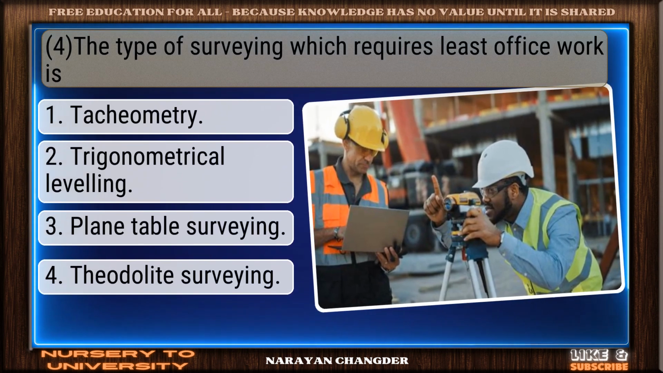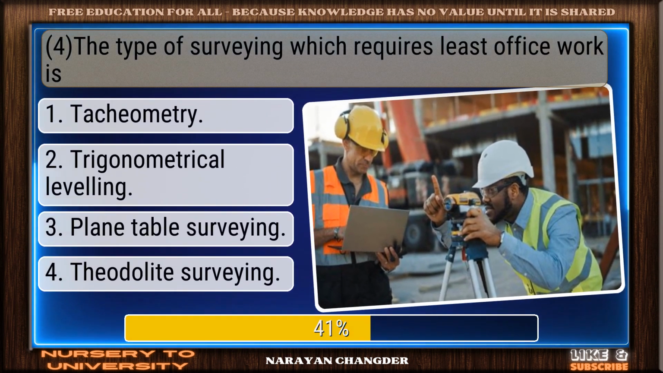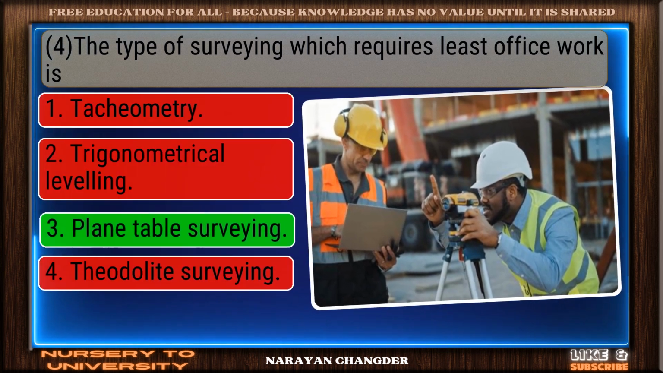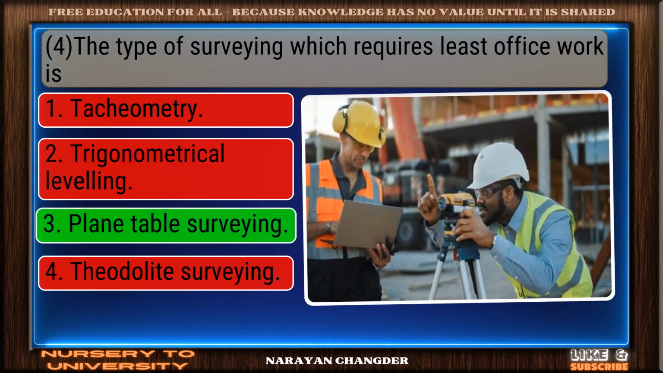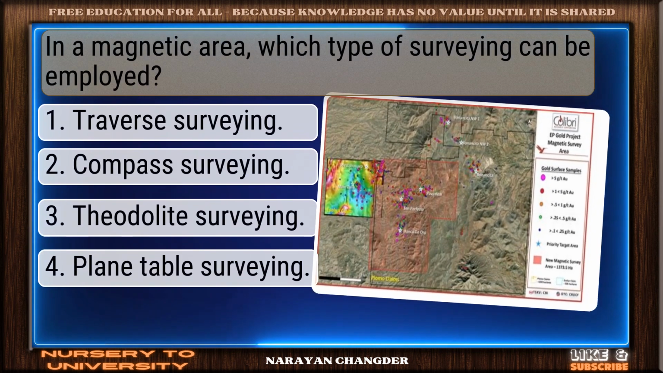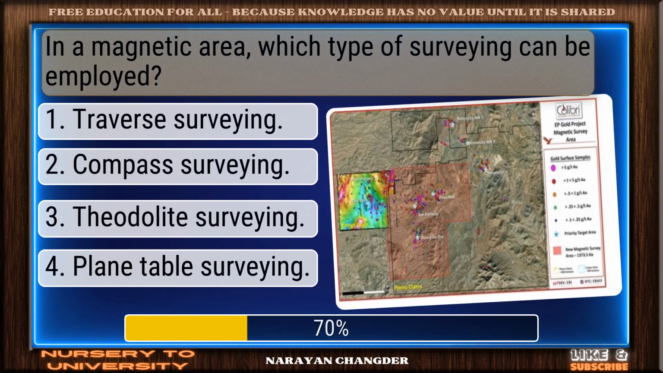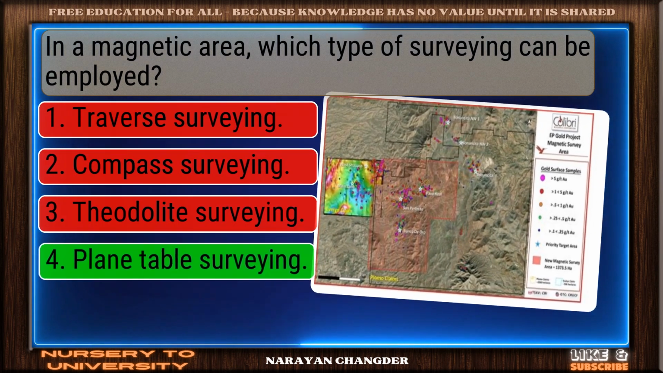The type of surveying which requires least office work is? Well done. Plane table surveying is the right choice. In a magnetic area, which type of surveying can be employed? Perfect. Plane table surveying is the correct choice.